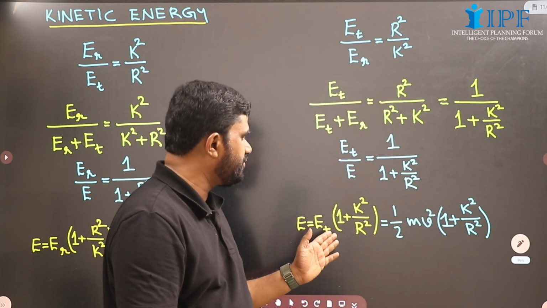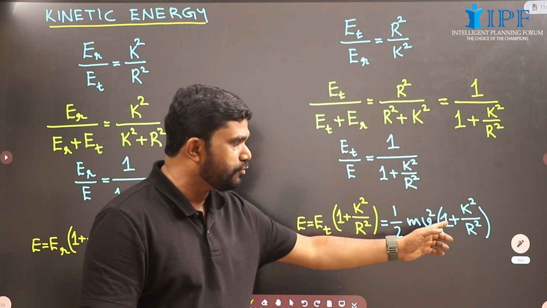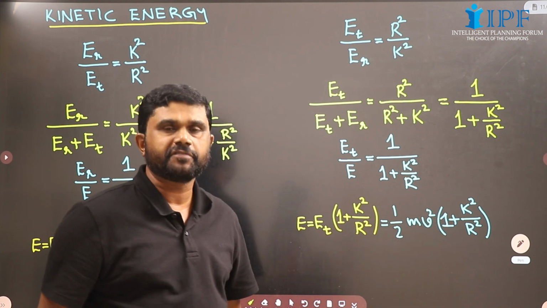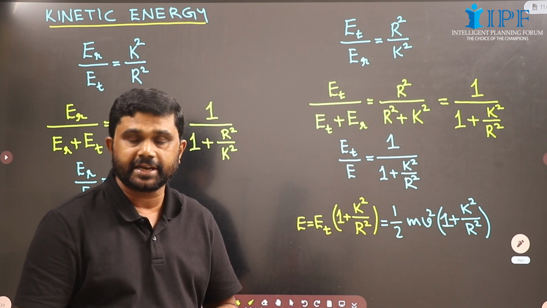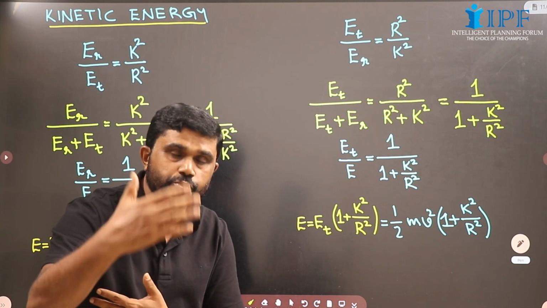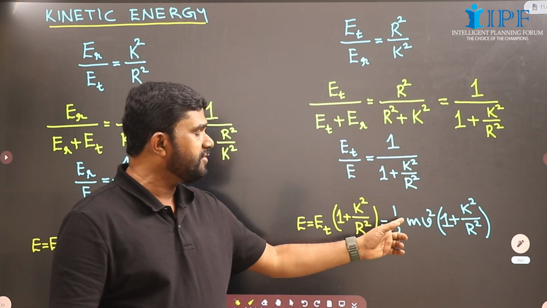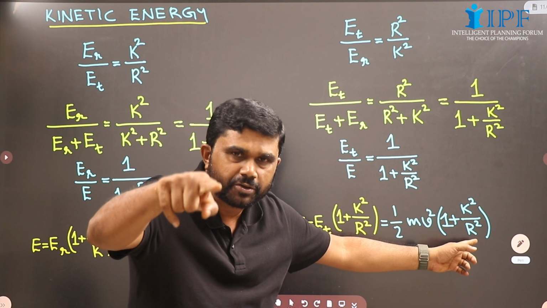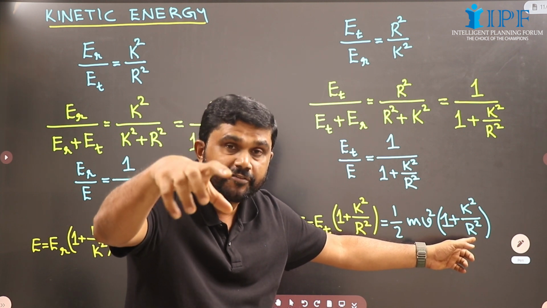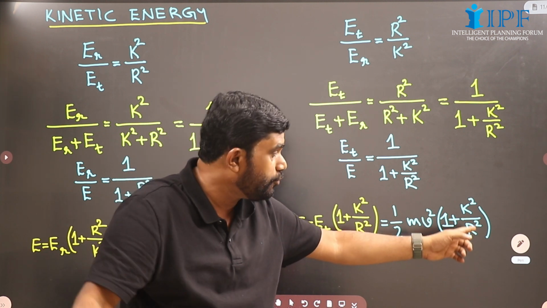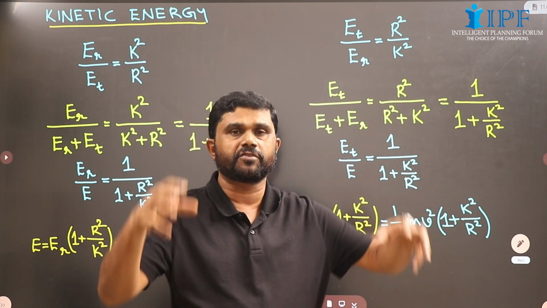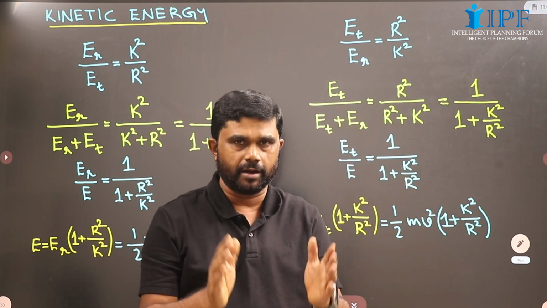And here we have half mv square into 1. Definitely it is half mv square, that is the translational kinetic energy, and the next term should be rotational. When this half mv square is divided by R square, it gets neutralized. We have removed the flavor. And now when it is multiplied by K square, we have put the flavor of rotational.